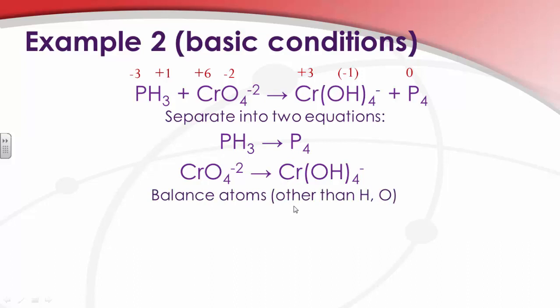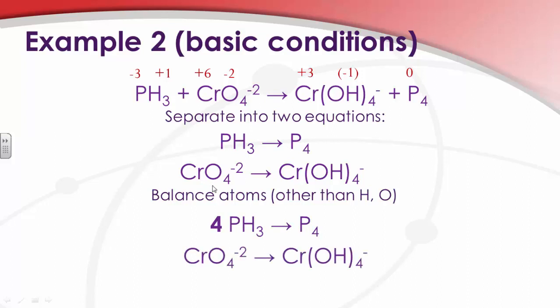And then we want to balance the atoms that are not hydrogen and oxygen. So in this case, we're already balanced. Oh, no, we're not. My mistake. We've got 4 phosphorus here, so we have to put a 4 in front here. Okay, we can leave our chromate ion alone.